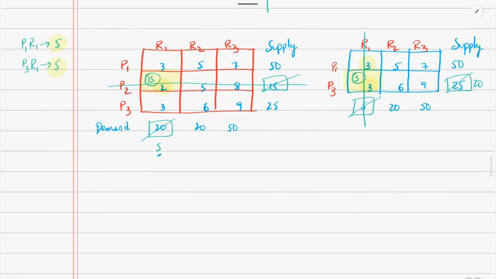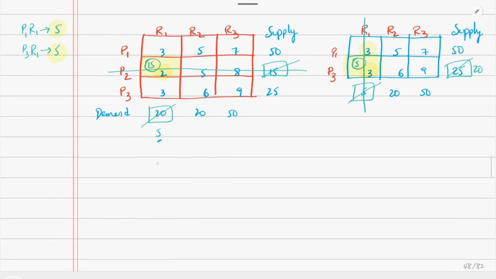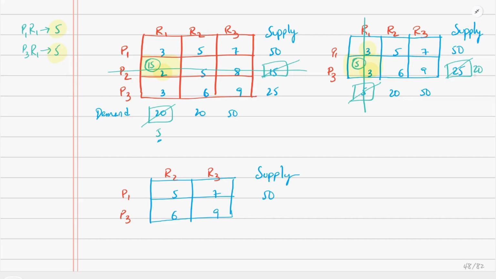Now what we are left with is R2, R3, P1, P3. The corresponding costs are 5, 7, 6, 9. Now let's draw a box. Now what are the supply and demand? When it comes to supply, we have 50 and we have 20.